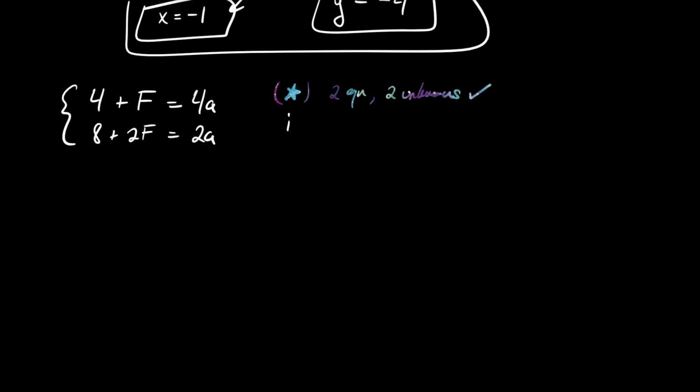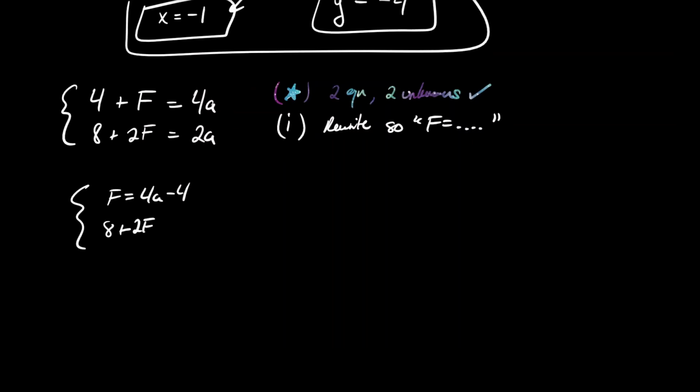Okay, little step 1. Our goal is to rewrite one of the equations, so it's just f equals blah, blah, blah. So let's do the top equation. We're going to move the 4 to the other side. And that means our improved set of equations here is f is 4a minus 4, and the bottom one is unchanged.